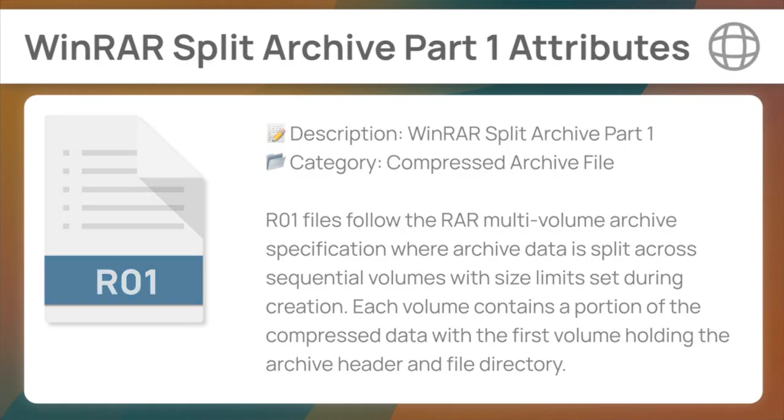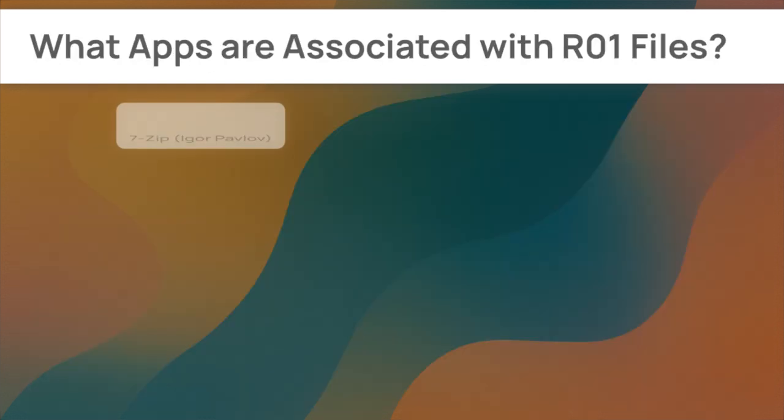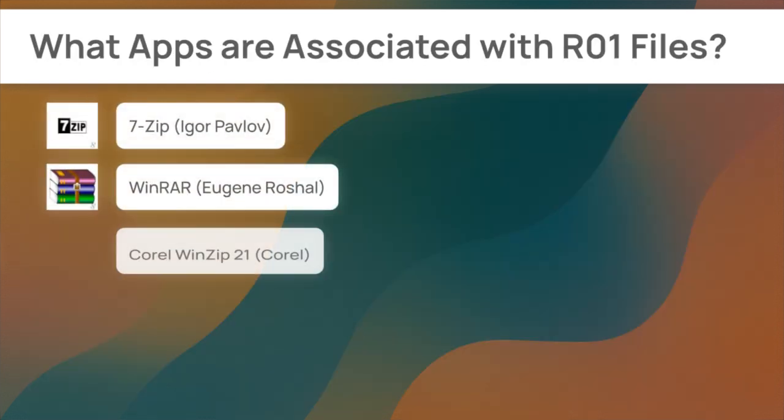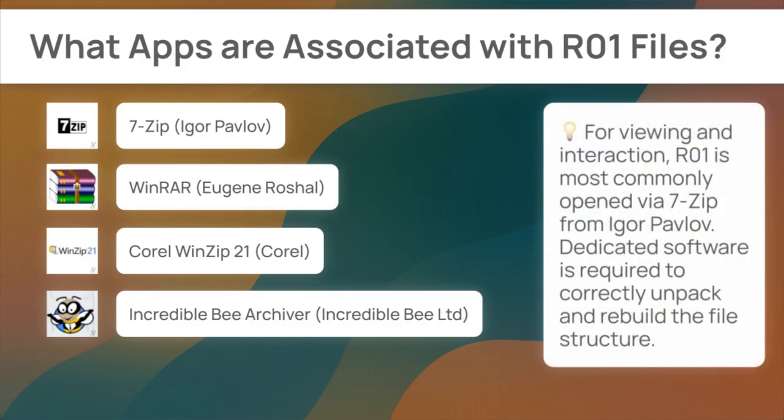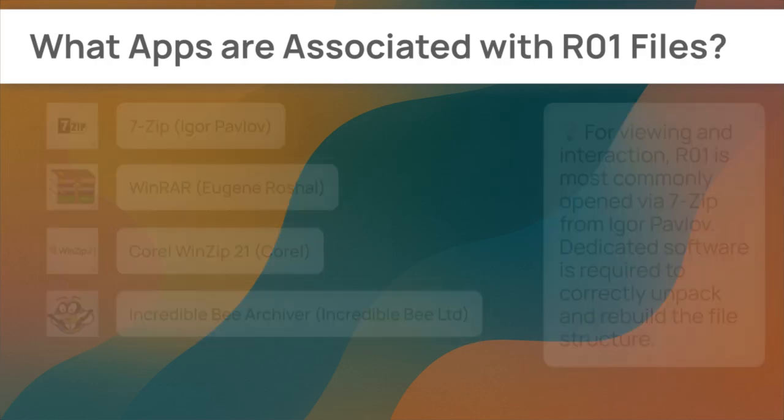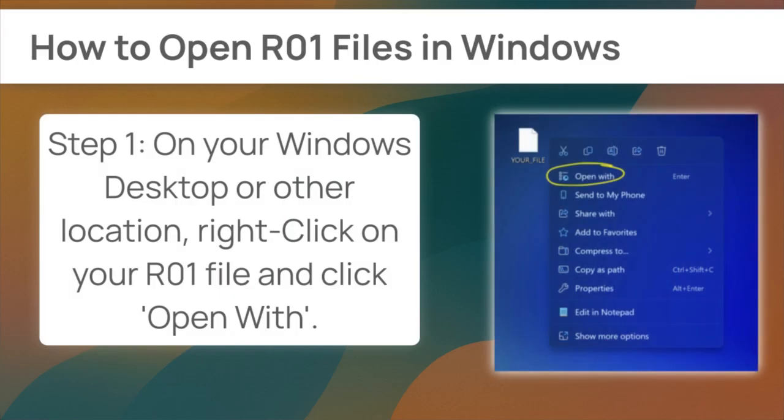The core association for the R01 file points directly to 7-zip, developed by Igor Pavlov. The extraction process relies on algorithms not included in the Windows operating system. Windows may recognize compressed files visually, but full operations still require decompression utilities. We are checking the software list for a guaranteed opener.